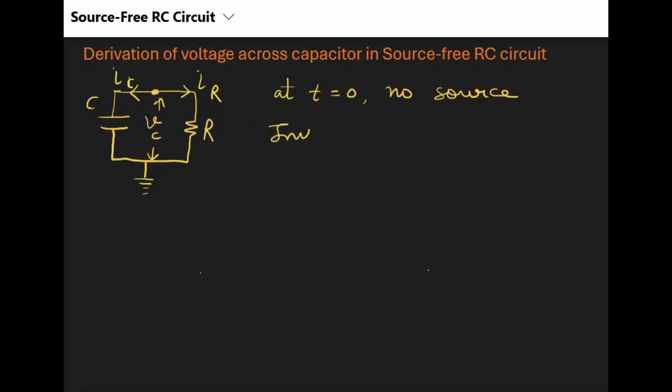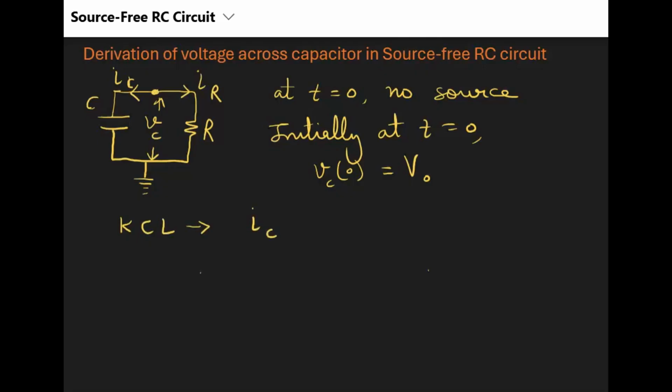Initially, at t equals to 0, the voltage across capacitor is V0. That means capacitor is charged at t equals to 0. To find the equation for voltage across capacitor, first apply KCL. So KCL, IC plus IR equals to 0.